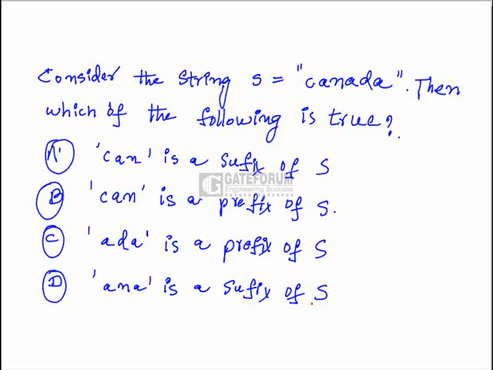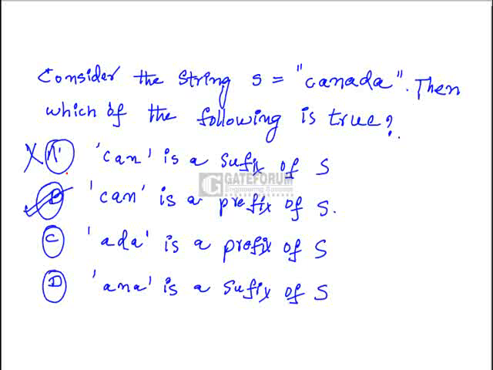Consider the following string S is equal to Canada, then which of the following is true? So Canada contains C A N A D A. The options given are: A, CAN is a suffix of S; B, CAN is a prefix of S; C, ADA is a prefix of S; and D, ANA is a suffix of S. Prefix means the set of all leading symbols, suffix means the set of all trailing symbols. Here CAN is given as a suffix, that is wrong because it is a prefix. CAN is the leading symbol. Option B is given as CAN is a prefix of S, so option B is correct.